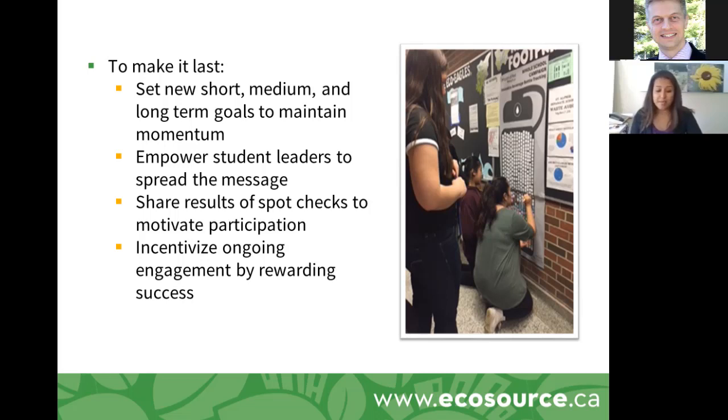We definitely want to make the campaign, or rather the results from the campaign, last. So it's essential to have, for the school's benefit, clear and realistic goals, short-term, medium, and long-term, that you can work towards. This can keep the campaign going even after you officially end, even if you want to just conduct school spot checks and things like that.